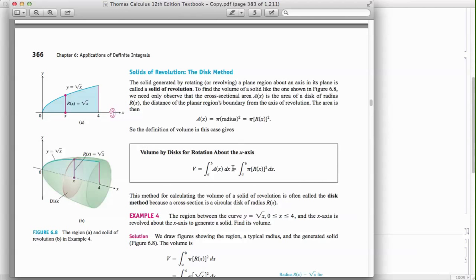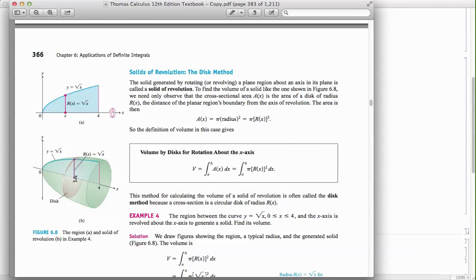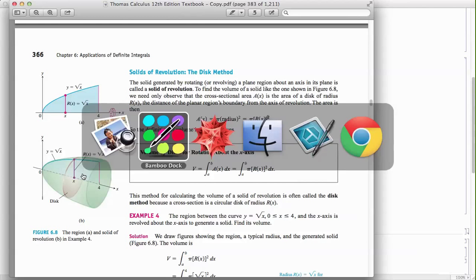It'll become a crutch and you'll completely lose the point of doing calculus. Understand that this is just one of these disks, and we're going to find the volume of one disk first, and then we'll get the volume for all of them by integrating.